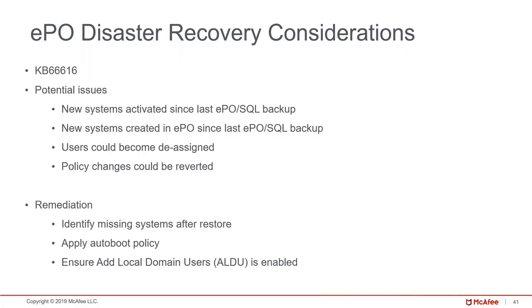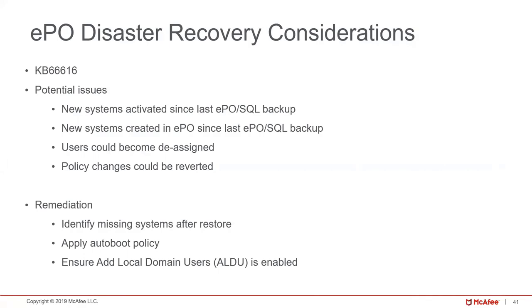For drive encryption, new systems that have been activated and encrypted since the backup was taken can be a problem if you're restoring to that backup. All of those systems since that time will not exist in that backup. Any systems that were just added to the EPO environment since then would not be included. Any changes since that time, like the addition of users or policy changes, would be reverted whenever you restore to the backup.